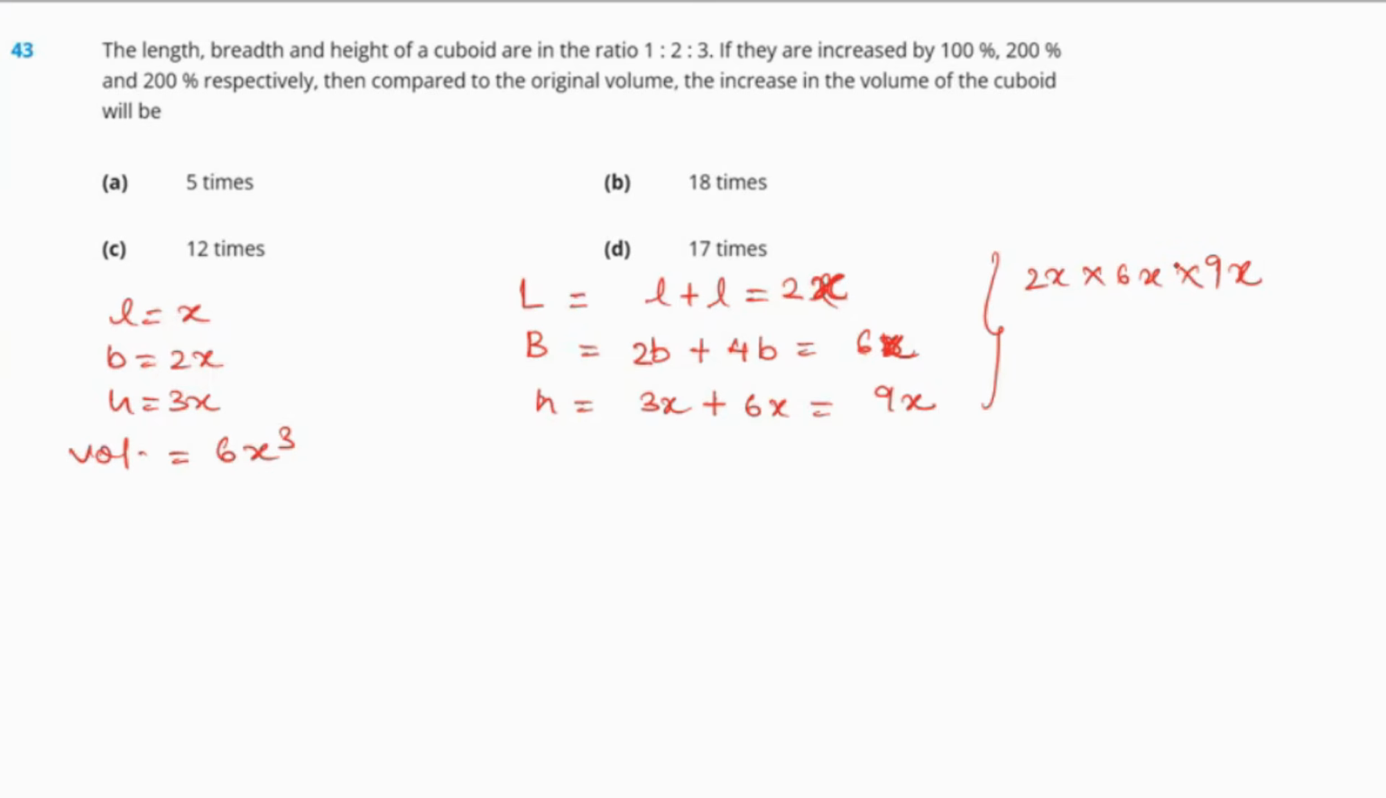Okay, that gives us 108x cube. So the question is asking how much it has increased: 108 minus 6. We will be getting 102x cube. So then compared, the increase in the volume of the cuboid will be, okay, so the increment is what? 102 out of what? 6. So when we solve it, we will be getting 17 times it has increased.